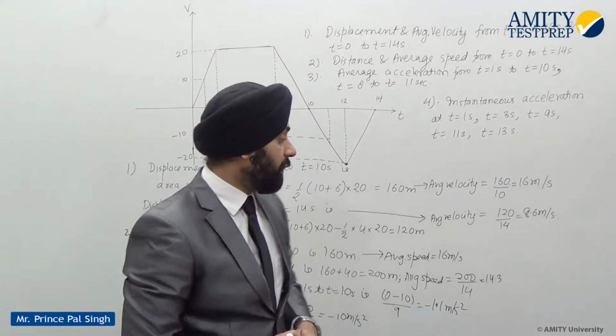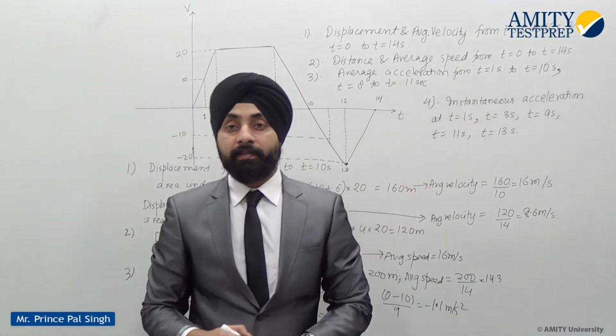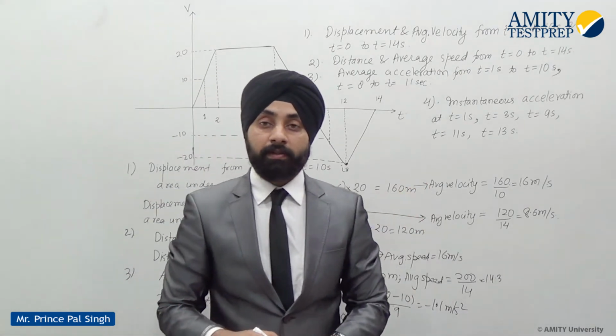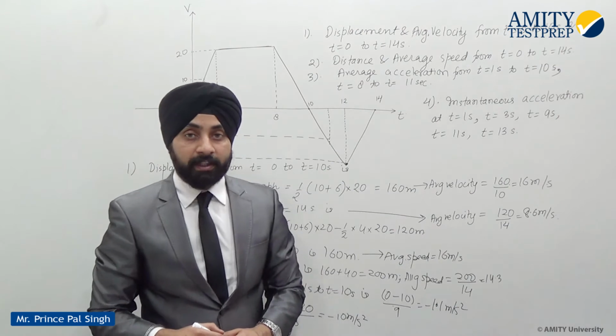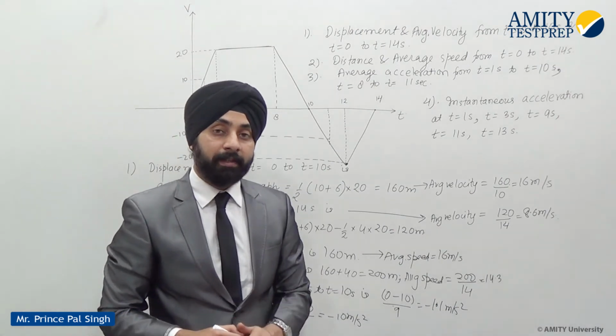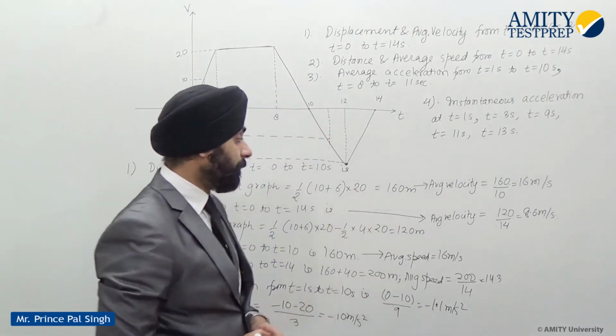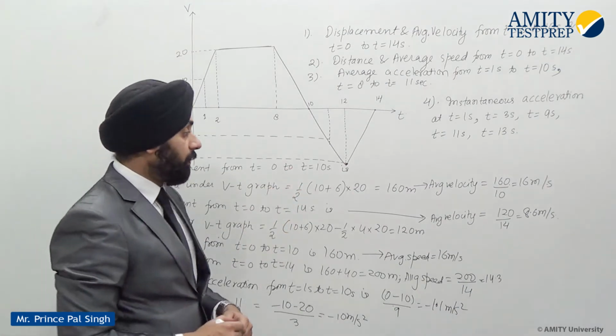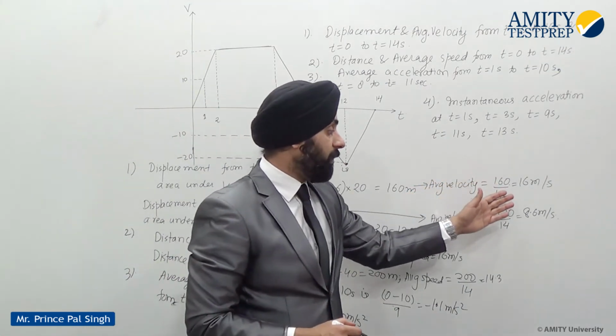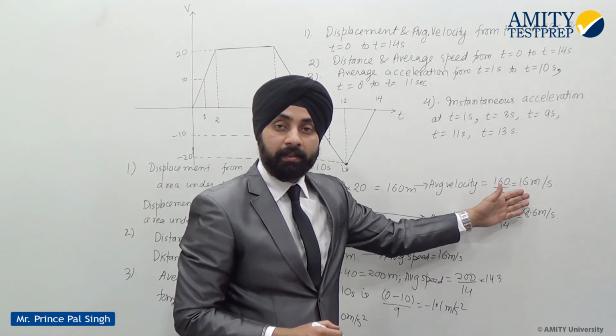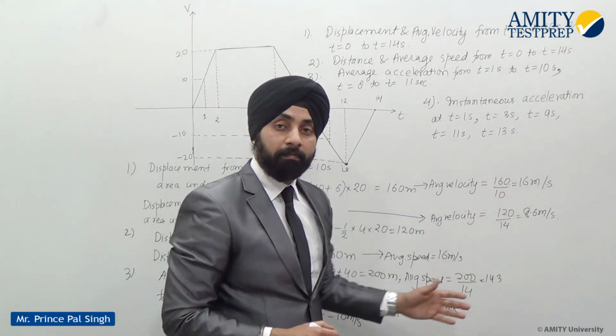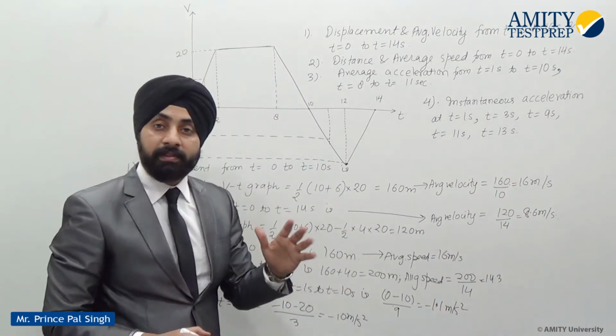After that, we will find out the average velocity. As we know from the definition, the average velocity is the total displacement of the particle divided by the time taken. So the displacement of the particle in these 10 seconds is 160 meter. When we divide it by 10, we will get 16 meter per second. So this is the average velocity by which the particle has travelled for the first 10 seconds.